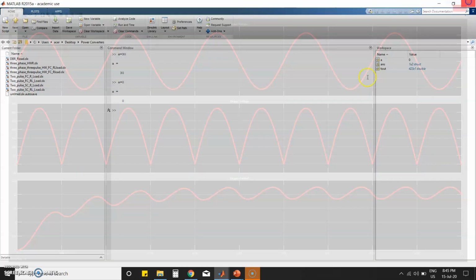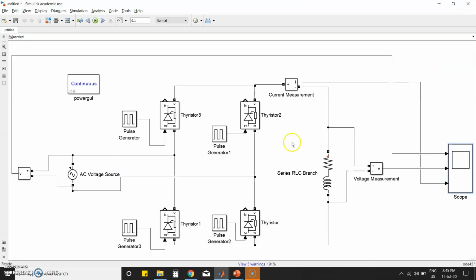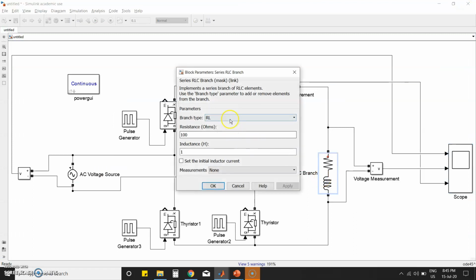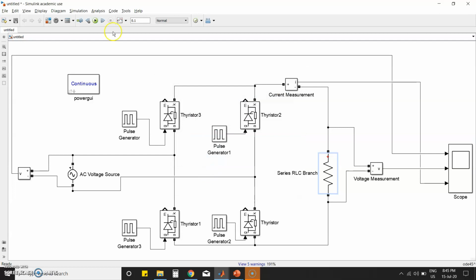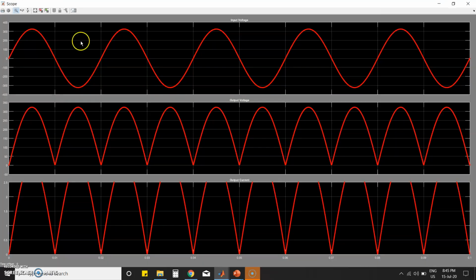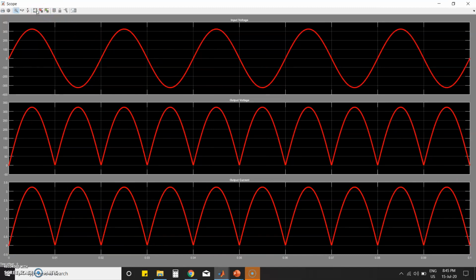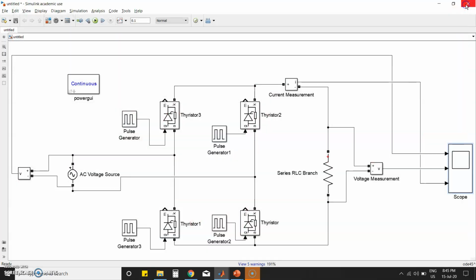So if I change the load to R load, instead of RL, with the firing angle 0, then the output will be similar to your diode bridge rectifier. So this is what we can do with the firing angle. On the basis of the firing angle, we can control the output voltage and output current.